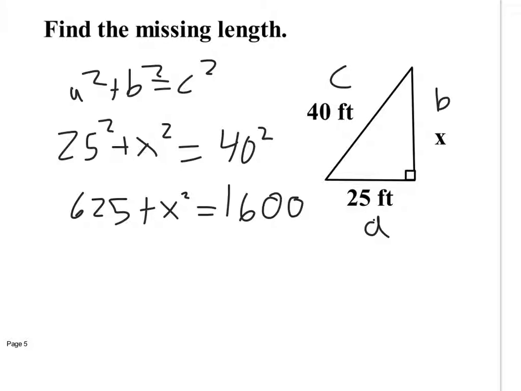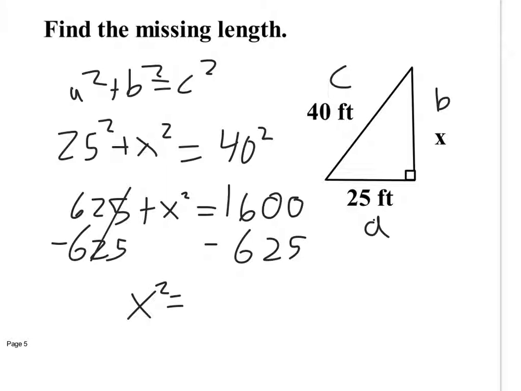All right, let's see. Kurt, what do you think we do from here? I'm kind of stuck. I don't know what to do. That's exactly what you do. If your goal is to get x squared by itself, you look at what's being done to x. You're adding 625, so you do the opposite of it. You subtract 625, and what you do to one side, you do to the other. So x squared is equal to what? 975.